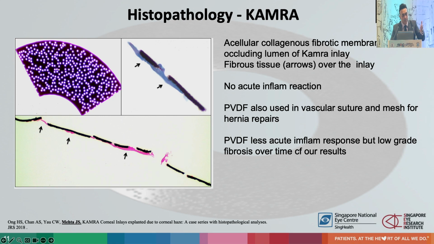Interestingly, this mesh, this PVDF that was used on the camera implant, is actually used for hernia and vascular repairs as well, and you get a similar kind of response with the hernias. But of course when you have a hernia repair, it's not such a big issue when you get this fibrovascular response compared to what you see inside the eye.